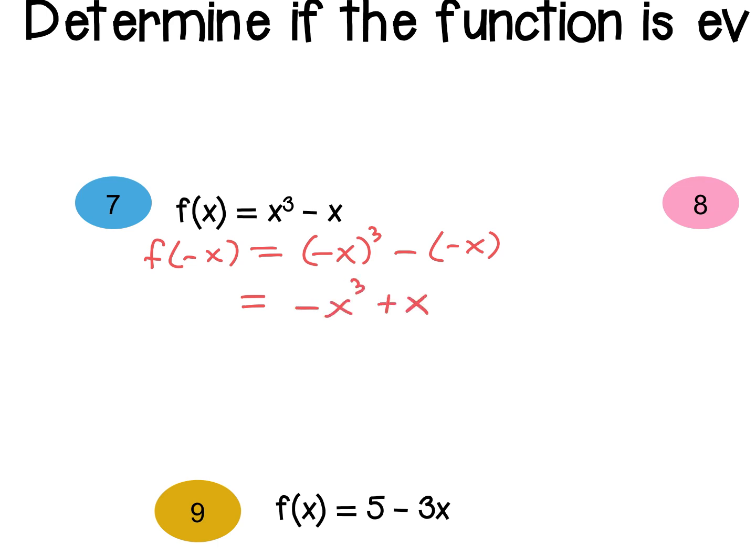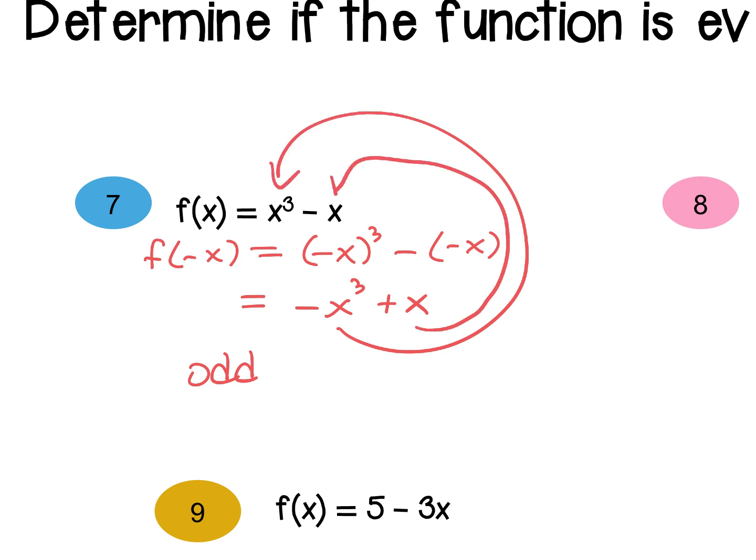if all of the signs are opposite of the original signs, then I'm going to say that this is an odd function. Okay? Because notice, originally this was positive, originally this was negative, so since both signs flip to opposite, it's an odd function, and it's symmetric to the origin.